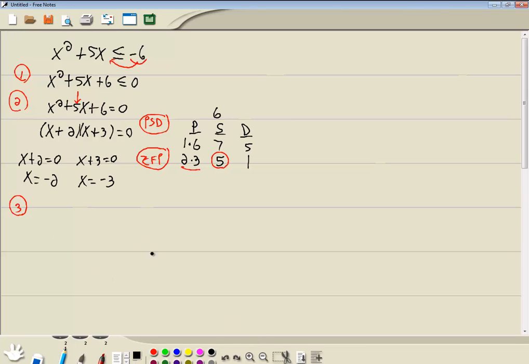Step 3. Using the x-axis, our critical values, here's negative 3 over here, and negative 2 is over here. These split them up into intervals. Clear over here is negative infinity, clear over here is positive infinity. So this first interval is from negative infinity to negative 3, the second one is from negative 3 to negative 2, and this far right one is from negative 2 to positive infinity.